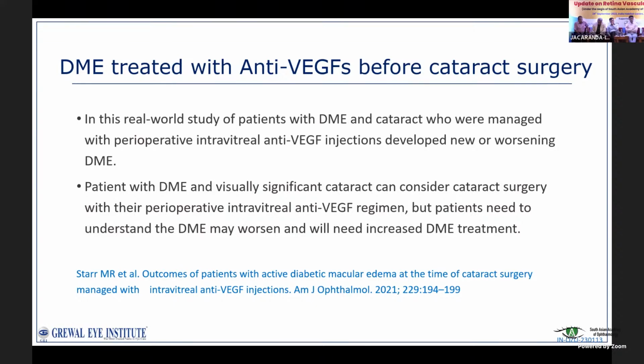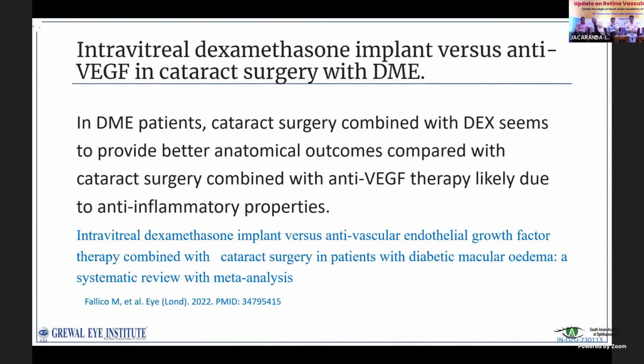So what is happening is, even if the patient is very well controlled, you have to inform the patient that after cataract surgery, even such a patient may worsen, those who are very well controlled, and they may need more treatment with anti-VEGF or otherwise. So that is very important. One should keep that in mind.